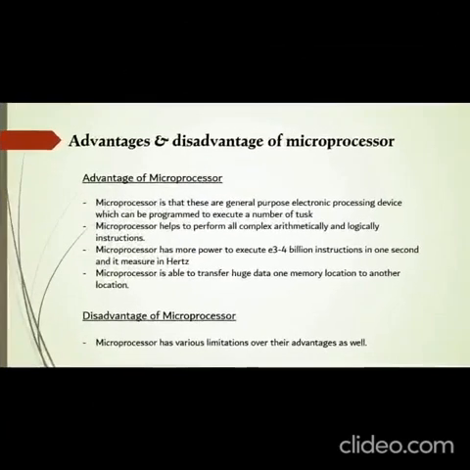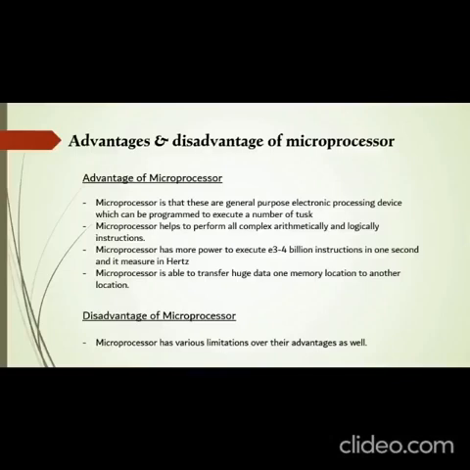Advantages and disadvantages of microprocessors. Advantages of microprocessors: microprocessors are general purpose electronic processing devices which can be programmed to execute a number of tasks. Microprocessors help to perform all complex arithmetic and logical instructions. Microprocessors have the power to execute 3 to 4 billion instructions in 1 second, measured in hertz. Microprocessors are able to transfer data from one memory location to another location.